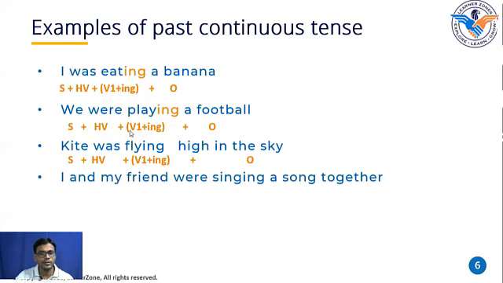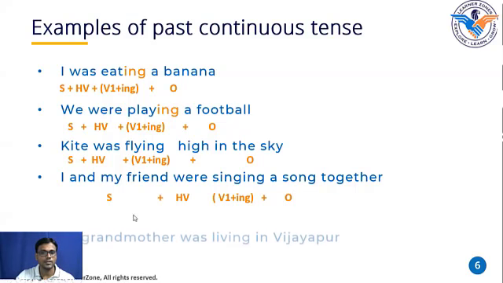I and my friend were singing a song together. Okay, I and my friend becomes we. We were. So let's break this down. I and my friends, subject, were. We were singing a song. Sing is the first shape of the verb, and I'm adding ing to the first shape of the verb. A song is an object.